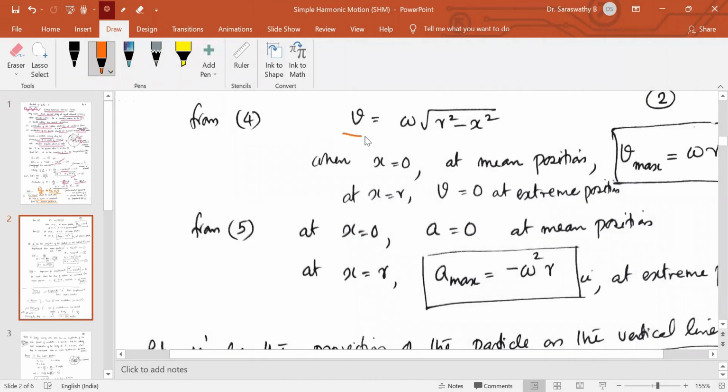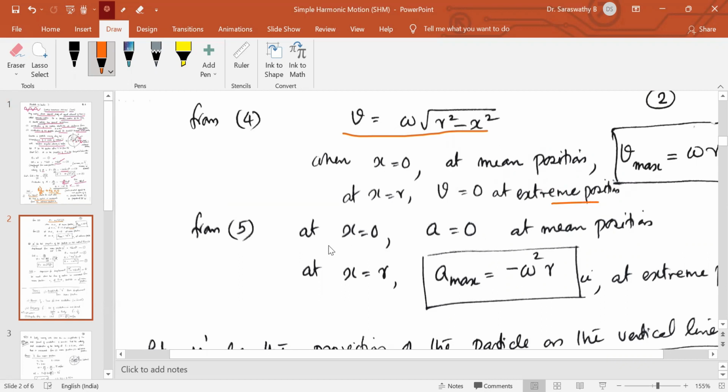So we have the expression v is equal to omega into root of r square minus x square. From this we can arrive at certain conclusions. If you put x is equal to 0, that is when the particle is at mean position, v will be equal to omega r. Now the maximum velocity is omega r when the particle is at the mean position. When x is equal to r, that is when the particle is at the extreme position, the velocity becomes 0.